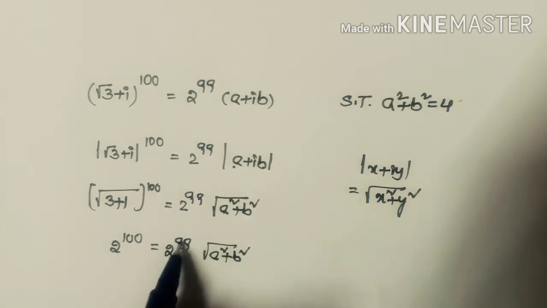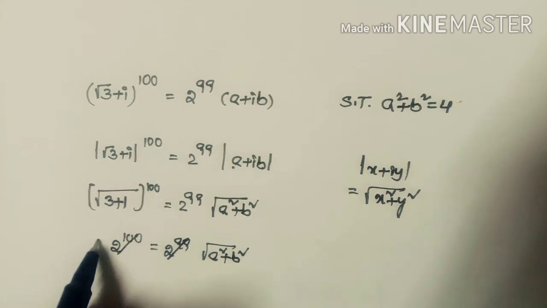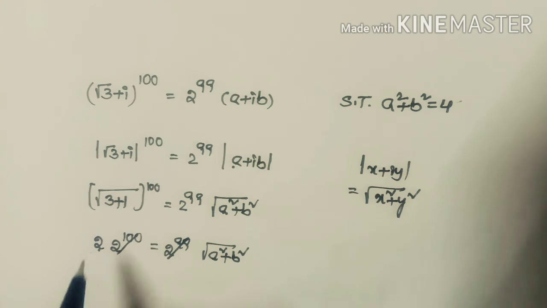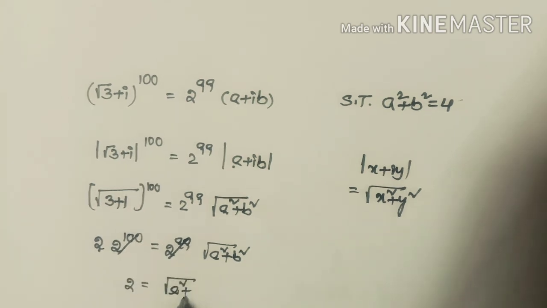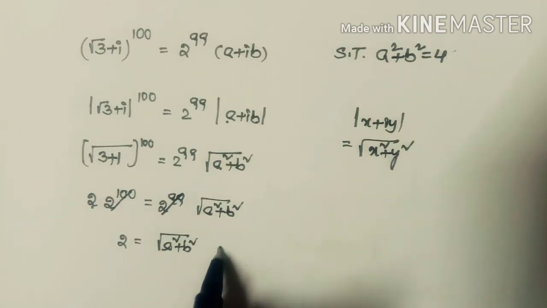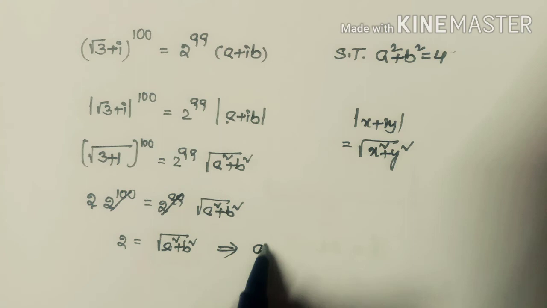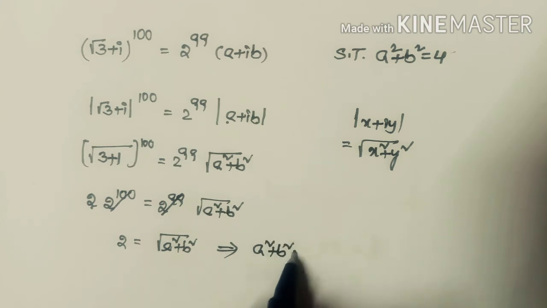Now this 2 power 99 term is cancelled, and here only 2 is left. The remaining value is only 2. That is, 2 is equal to square root of a square plus b square. Now squaring on both sides, we get the value a square plus b square is equal to 4. That's all. That is the answer.